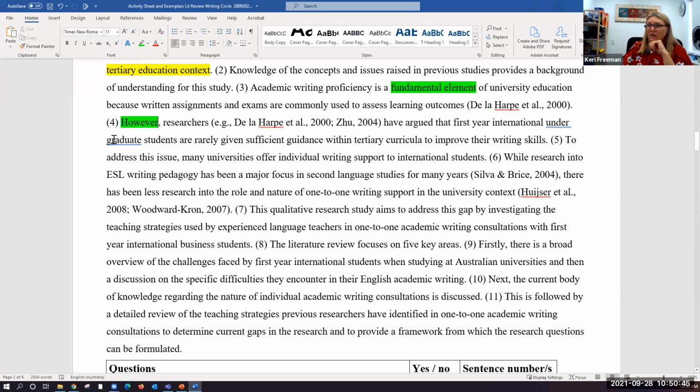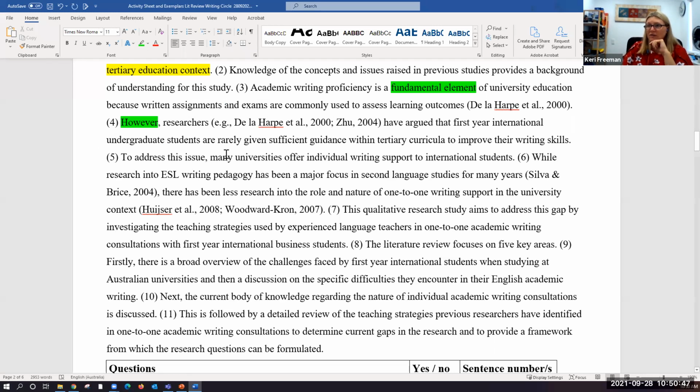Researchers have argued that first-year international undergraduate students are rarely given sufficient guidance within tertiary curricula to improve their writing skills. Okay, what do you think of this? The EG. So in APA 7, you can use this to say researchers, and these are just 2 examples, so there's more. Now, you might like that. Your supervisor might not like it. So see what they say. You don't have to do that. You could get rid of it and just have that.